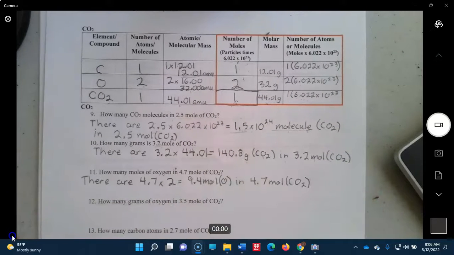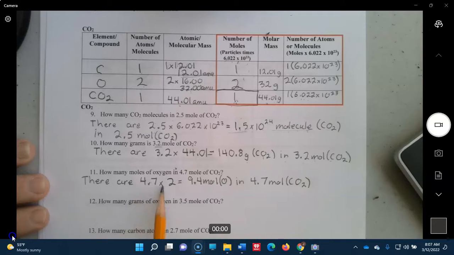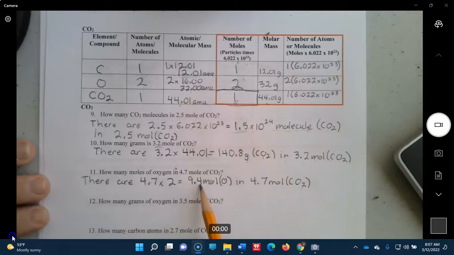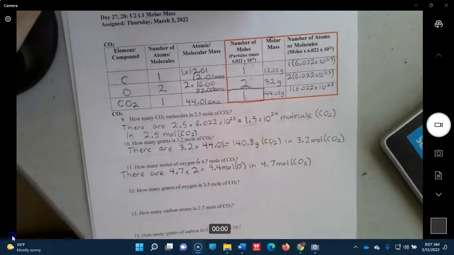Okay, there it is. It doesn't take that long to write the sentence. So there's 4.7 times 2 equals 9.4 moles of O2 in 4.7 moles CO2. You always need twice as many moles of oxygen as you want to produce moles of CO2, so 9.4 is twice as many moles as 4.7. All right, we'll keep going down here.